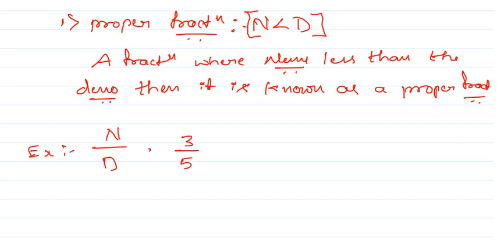So, what is the numerator value? Denominator value? 5. See, less than. This is right. Clear? Same as it is, give me examples. 1/2, very good. 2/6. 9/12. Etc. These are proper fractions. Clear? So next, the second type. Yes.